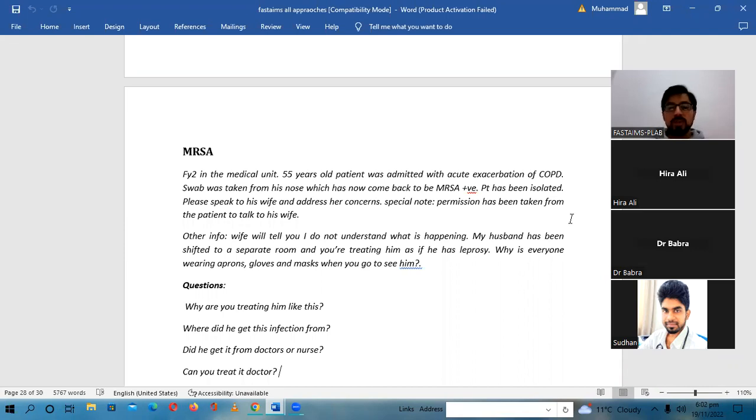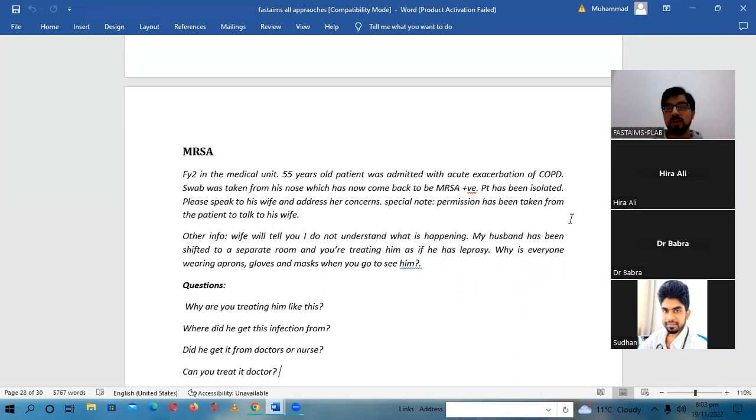Okay, what have you been told so far about your husband's condition? What do you understand about MRSA? Does he have any other medical conditions? You can explore any other medical conditions as well, because he has got COPD. And apart from COPD, has he got any other medical conditions? And you need to explore that.